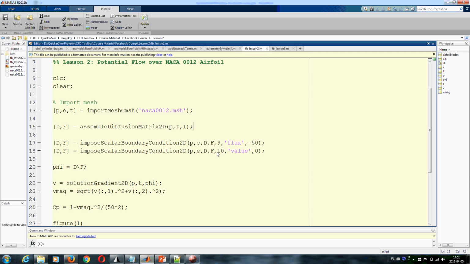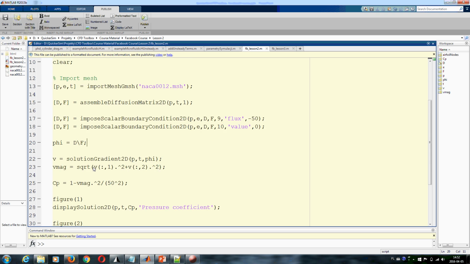And on physical line 10, so at the outlet, we define value boundary condition, so basically the Dirichlet boundary condition, which is equal to 0. And the two arguments that are modified during the call to these functions are D, the matrix, and F, right-hand side vector. Then, after we have assembled the diffusion problem and imposed proper boundary conditions, we have to solve the system of linear equations for phi. So we simply call the usual MATLAB function.